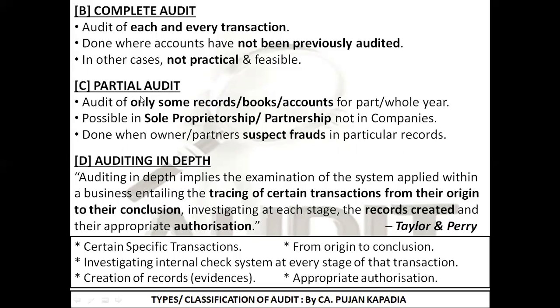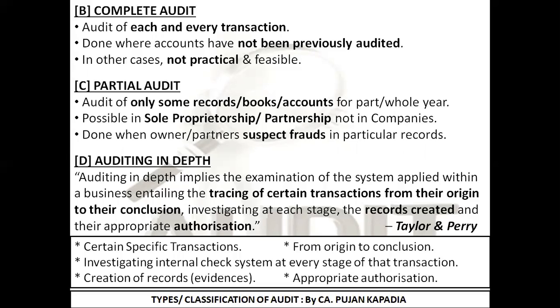Partial audit. It means audit of only some records, some books, or some accounts for part or the whole year. In this particular case, I am not auditing the entire books of account. I am just going for some records, that is some transactions, or maybe some books. Like I feel the cash book is supposed to be audited, so I'm just going for an audit of only the cash book. Or some accounts: I feel there are certain issues in my receivables or debtors account, so I'm ordering the audit of all the accounts related to debtors.